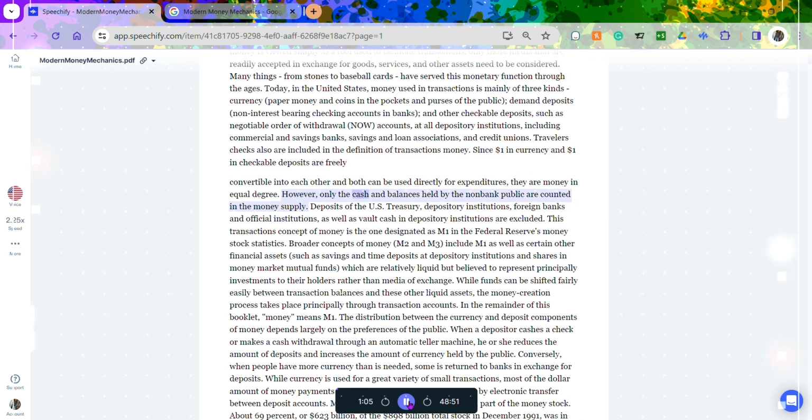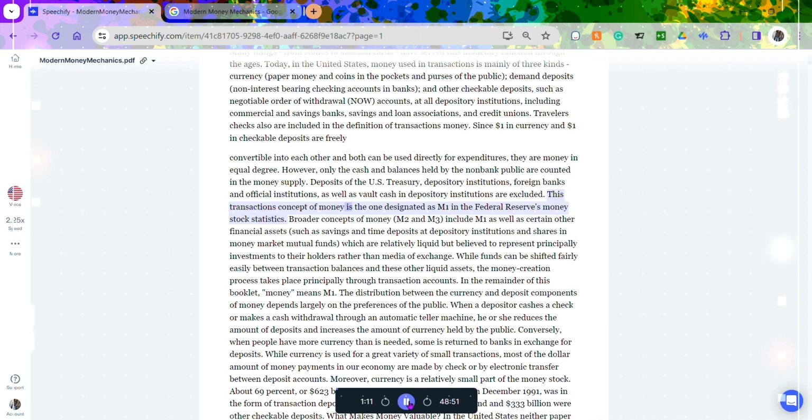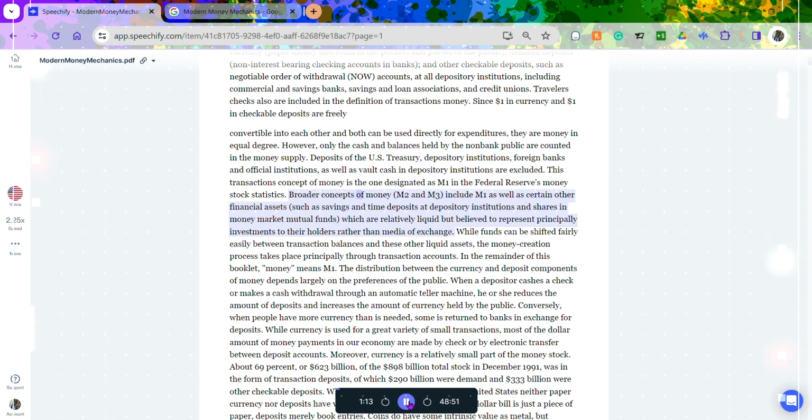However, only the cash and balances held by the non-bank public are counted in the money supply. Deposits of the U.S. Treasury, depository institutions, foreign banks, and official institutions, as well as vault cash in depository institutions are excluded. This transactions concept of money is the one designated as M1 in the Federal Reserve's money stock statistics. Broader concepts of money, M2 and M3, include M1 as well as certain other financial assets, such as savings and time deposits at depository institutions and shares in money market mutual funds, which are relatively liquid but believed to represent principally investments to their holders rather than media of exchange.